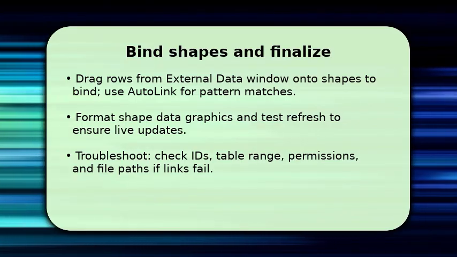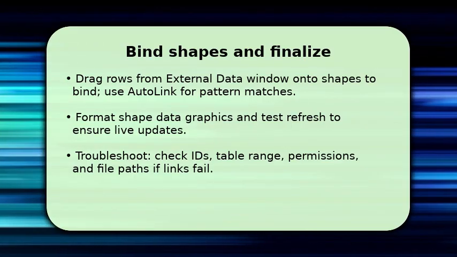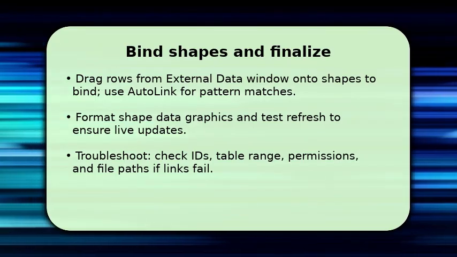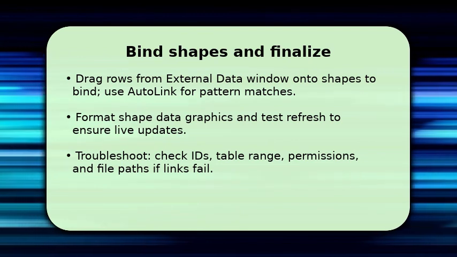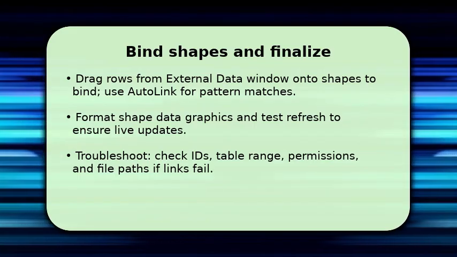Then apply data graphics or shape data fields to display values on the diagram, and run a refresh to confirm Excel changes propagate. If something breaks, make sure IDs match exactly, the named range still covers all rows, files are accessible, and Visio has permission to read the workbook. That single check solves most issues.